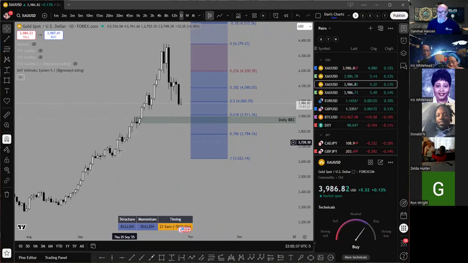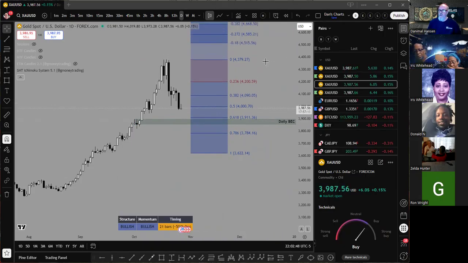Right now we got this big impulse from down here to up here. We've already come back 50%. It would be nice to come back and touch this and then take off and go up to 45, 85, 45, 15. Yeah.